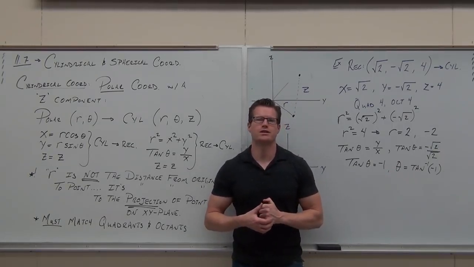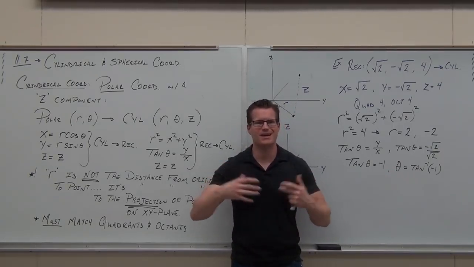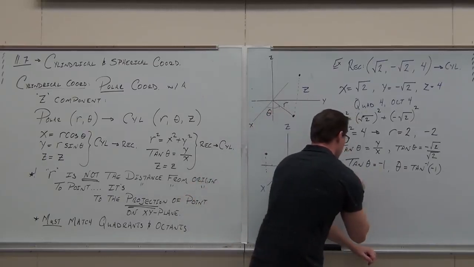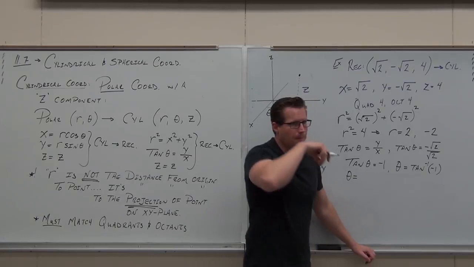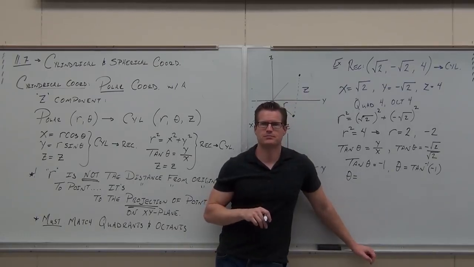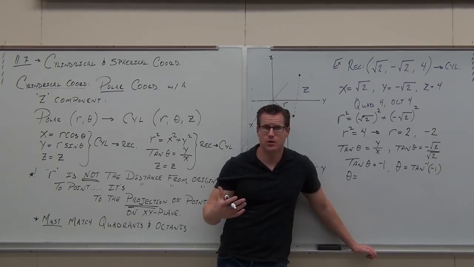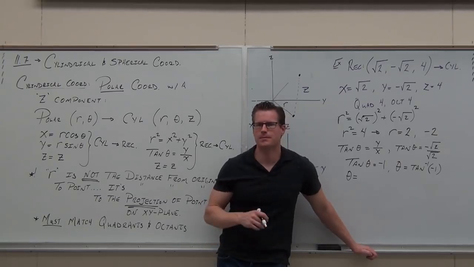We don't restrict it to that negative pi over 2 to pi over 2. We can go outside of that because we're on that plane. So how much is theta? Cosine and sine have the same values, but one's negative. Come on, that's quadrant 2 or quadrant 4. Are you with me on this? Yes. What is it? 3 pi over 4, or 7 pi over 4.